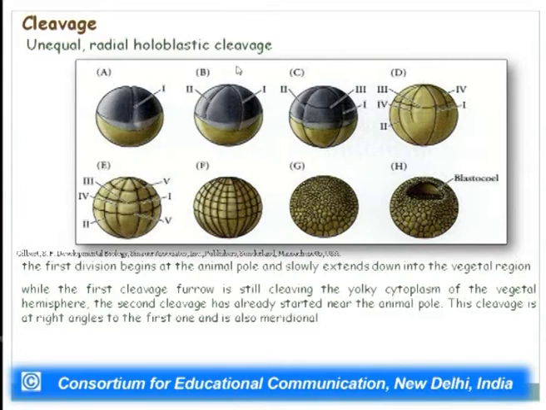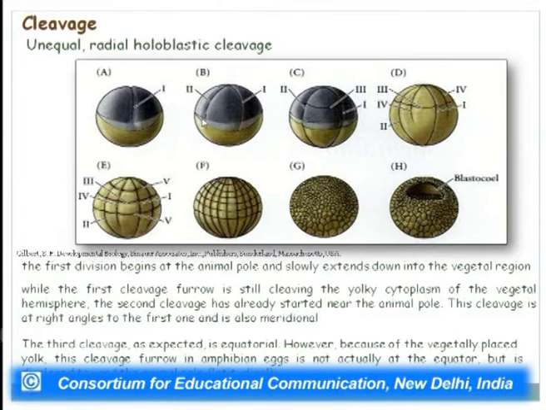While the first cleavage furrow is still cleaving the yolk cytoplasm, the second cleavage has already started near the animal pole, and this cleavage is at right angles to the first one and is also meridional. So, passing vertically and through the center of the egg. So, this is meridional and this is again perpendicular to the first cleavage.